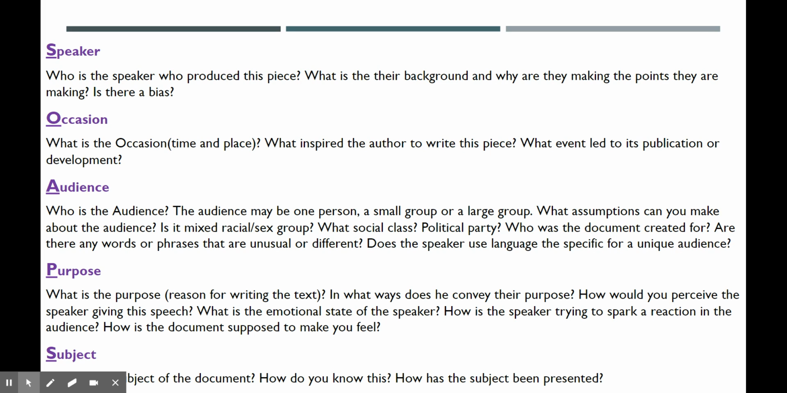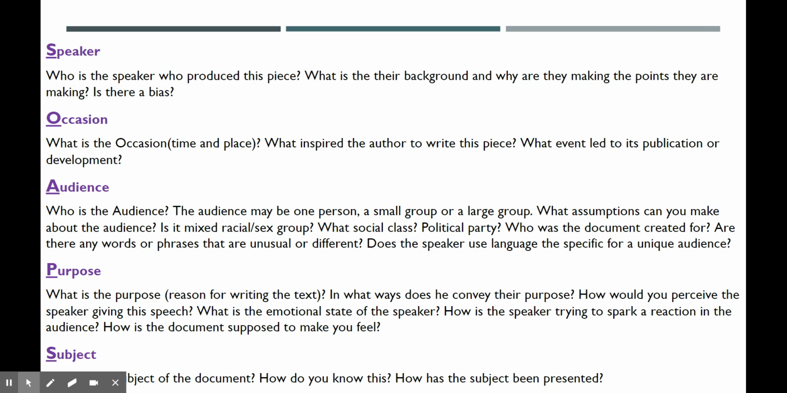Once again, when we take a look at the speaker, we're taking a look at who is the person, who's the author that's writing the piece, what's their background, and is there any potential bias? O is for the occasion and context. So what's the occasion? What's the time and place that this is written? What's inspired the author to write this piece?